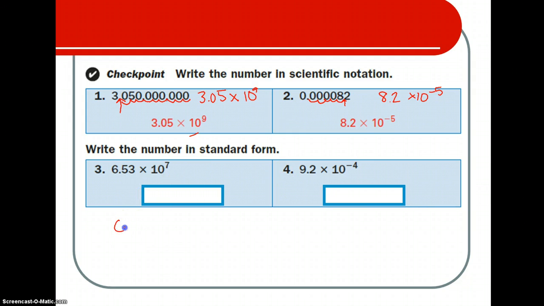For number 3, I write down the decimal point, and the 7 tells me how many spaces to move. It's positive, so I'm making it bigger. So I'm going to make it go right. 1, 2, 3, 4, 5, 6, 7. Add the zeros. Sometimes I do like to rewrite it just so I don't have those space markings.